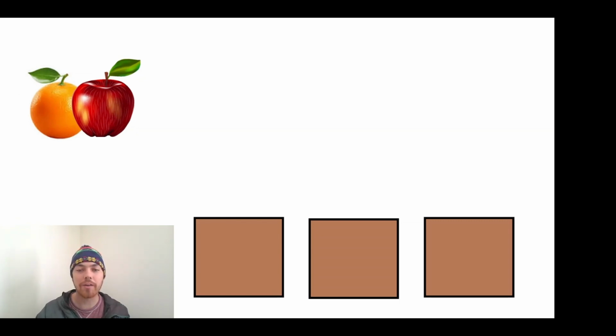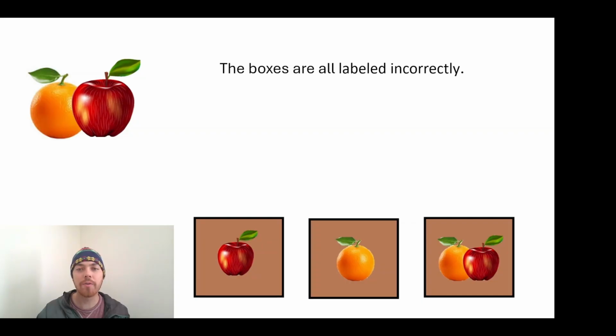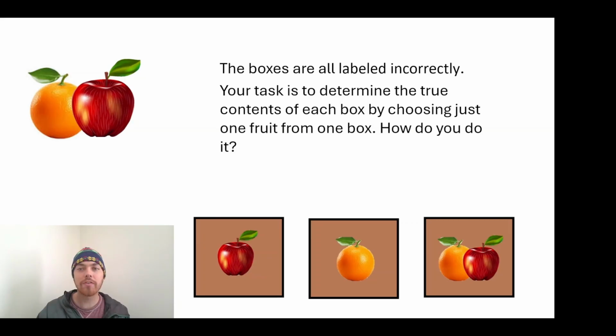We have three boxes, one with apples, one with oranges, and one with both apples and oranges. Here's the catch. All of the boxes are labeled incorrectly. Your task is to determine the true contents of each box by choosing just one fruit from just one box. So how do you do it? Take a second and think about it on your own, and I'll tell you the solution in 3, 2, 1.